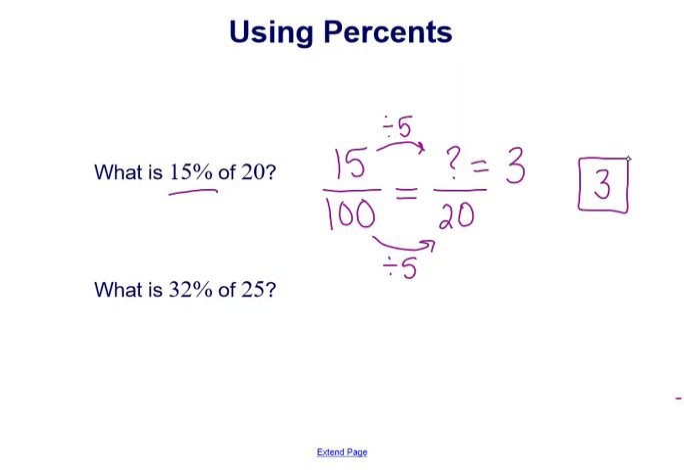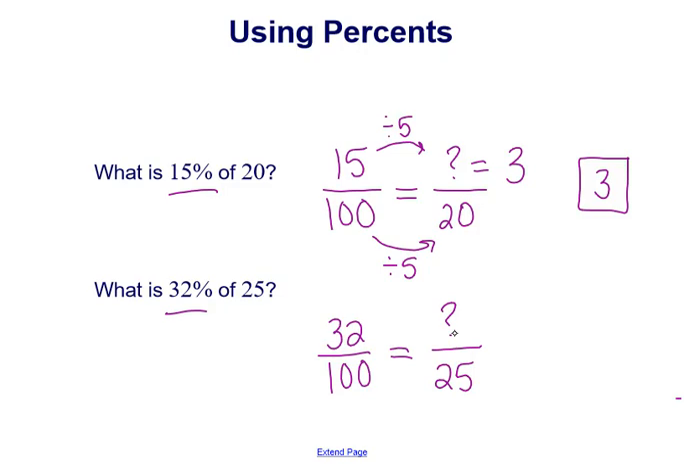Let's do the same process for this second example. We have what is 32% of 25. So again, we'll first take that percent of 32 and write it over 100. 32 over 100. So now we need to set that equal to have our new total of 25 in the denominator, and we have some unknown part in the numerator. That's what we're trying to figure out.